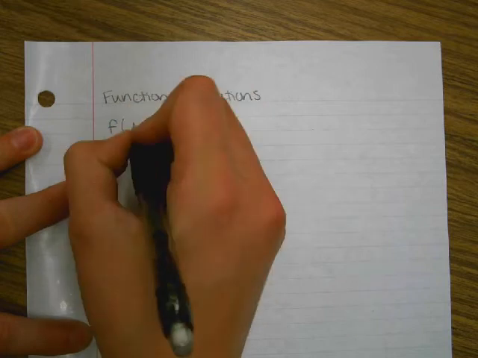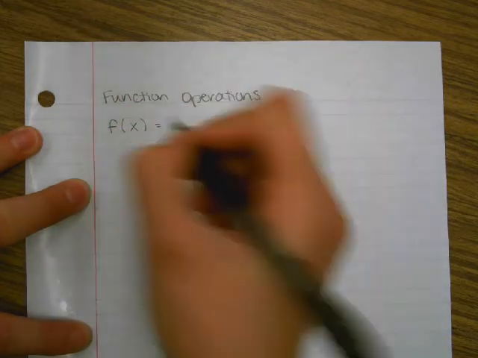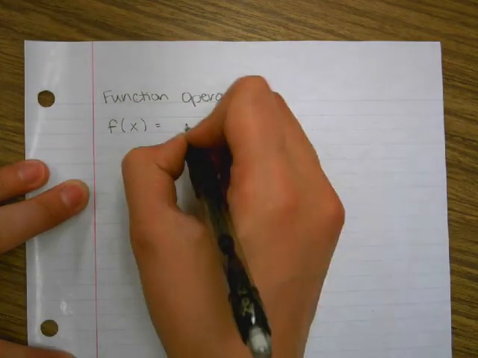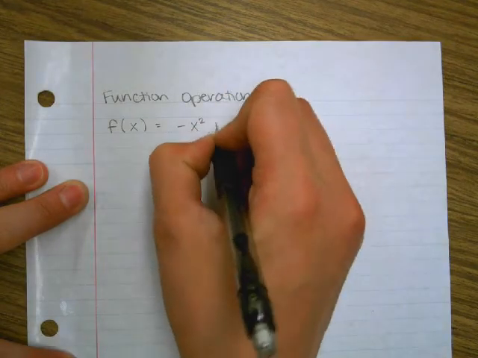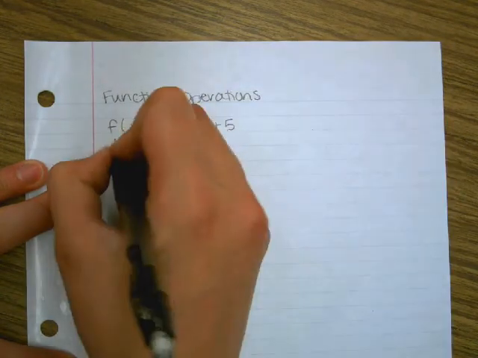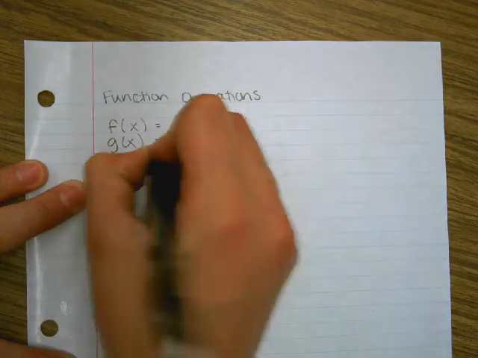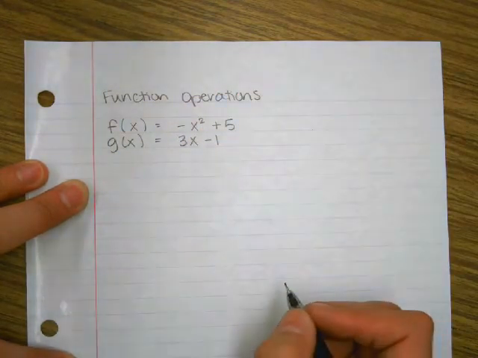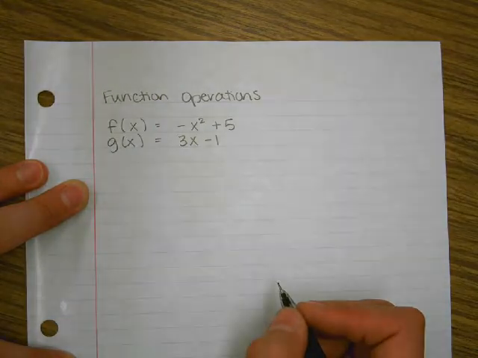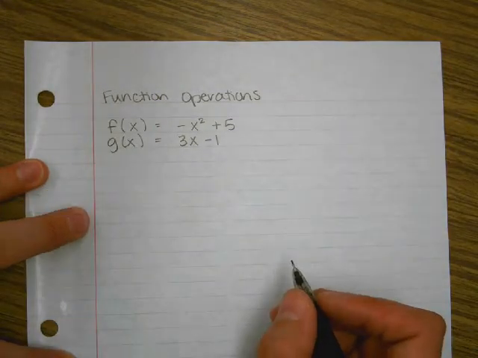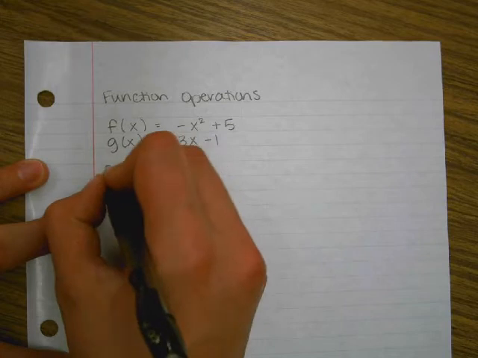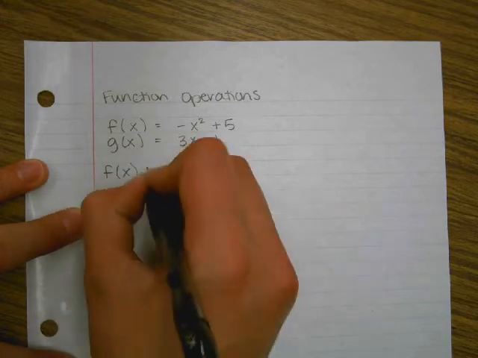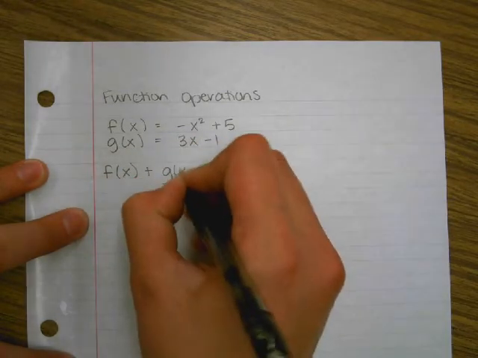So to start with, we're going to go ahead and just write down the two functions that we're going to be working with. So f of x is the function negative x squared plus 5, and g of x is going to be the function 3x minus 1. All right, so here, the first operation we'll go ahead and do is addition. So that would be f of x plus g of x.